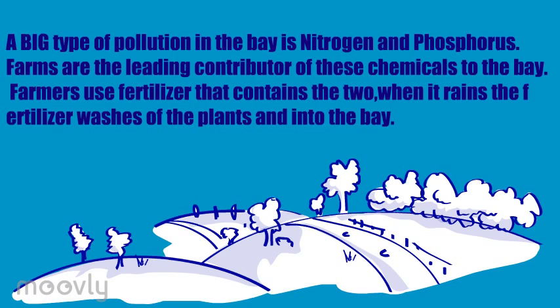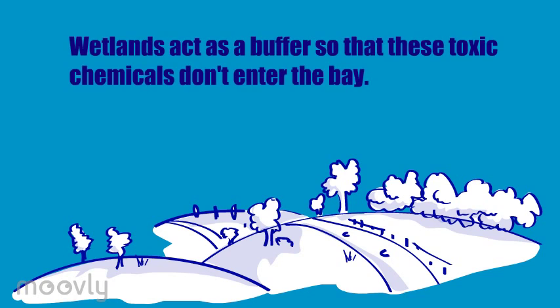A big type of pollution in the bay is nitrogen and phosphorus. Farms are the leading contributor of these chemicals to the bay. Farmers use fertilizers that contain the two. When it rains, the fertilizer washes off the plants and into the bay. Wetlands act as a buffer so that these toxic chemicals don't enter the bay.